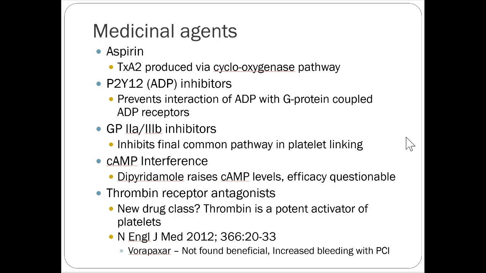And then there are thrombin receptor antagonists. These are new, investigational drugs, possibly coming out, but they aren't really existing at this point. The only one that was almost out was vorapaxar, which wasn't found to be beneficial and increased bleeding with percutaneous coronary intervention. So that's not something we like in these patients specifically. So that went back to the drawing board, and we'll see if any others come out in that class. But for now, we don't know. We're really just stuck with these two.